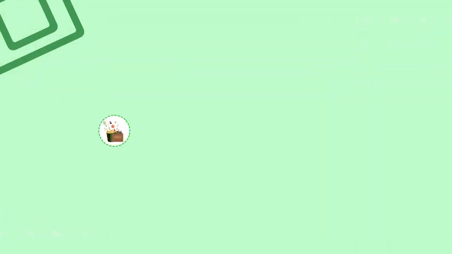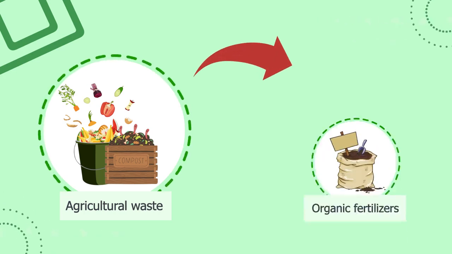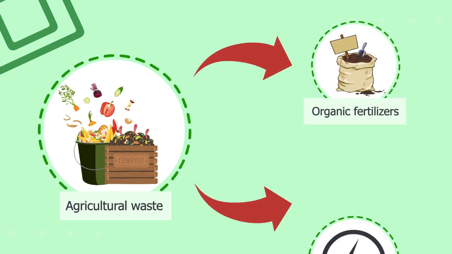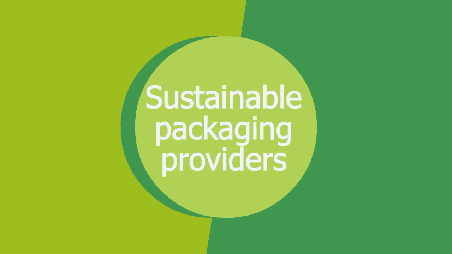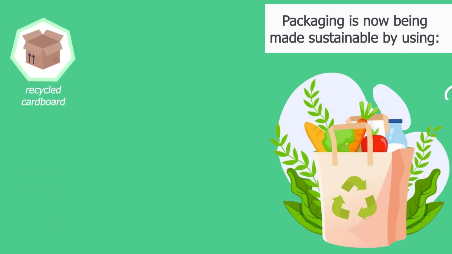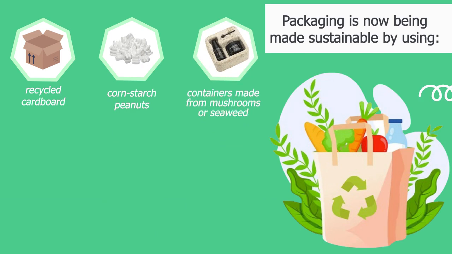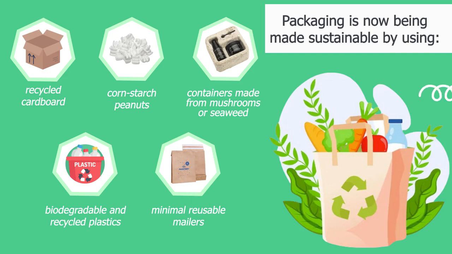Businesses can explore opportunities to turn agricultural waste into valuable products, such as organic fertilizers and renewable energy. Sustainable packaging providers. Packaging is now being made sustainable by using recycled cardboard, cornstarch peanuts, containers made from mushrooms or seaweed, biodegradable and recycled plastics, minimal reusable mailers, etc.